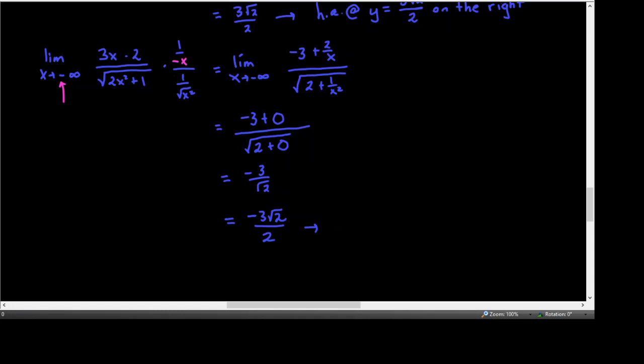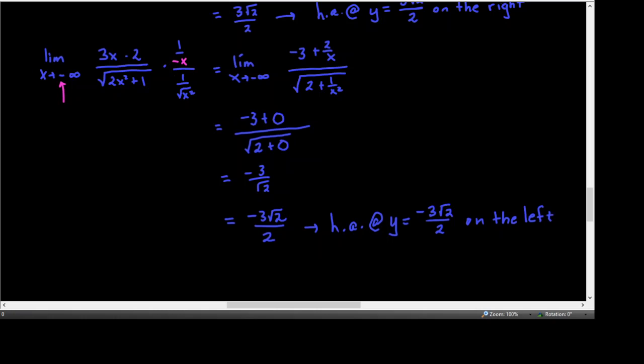Okay, that implies that this has a horizontal asymptote at y equals negative 3 square roots of 2 over 2 on the left side. And these happen to be opposites. That doesn't have to be the case either. It just so happens that this time they are.